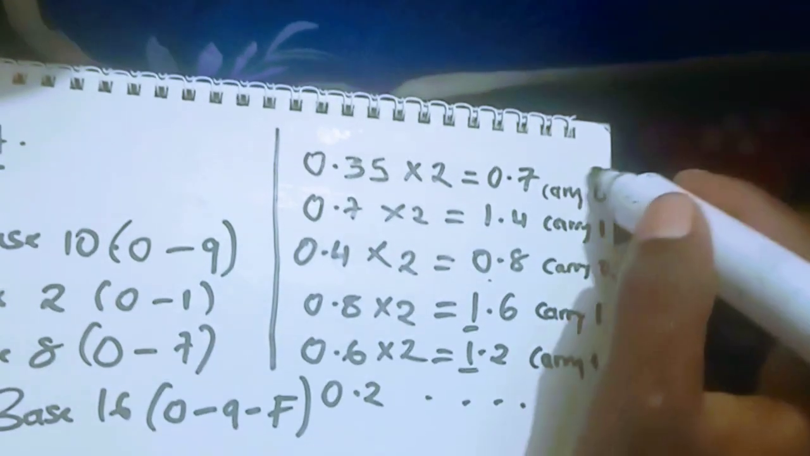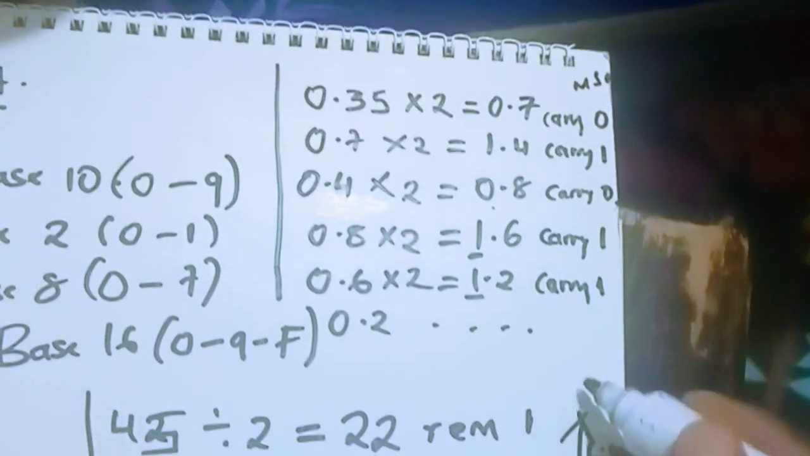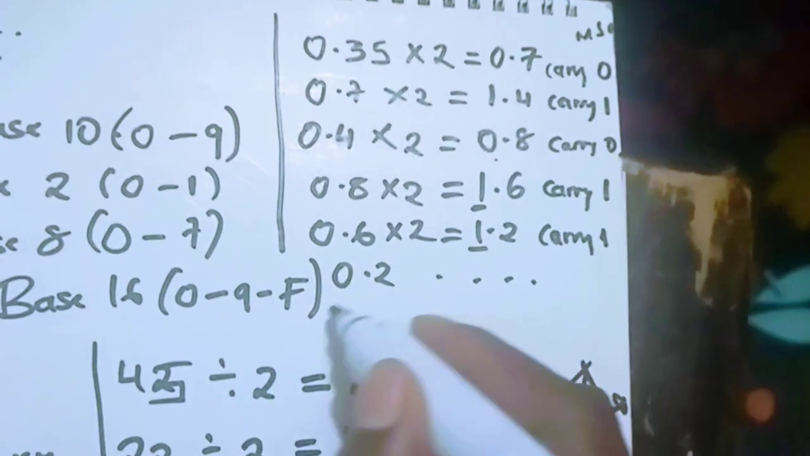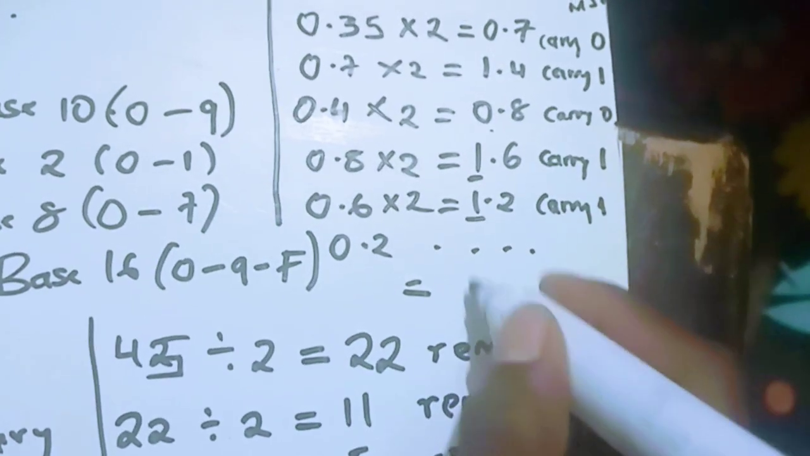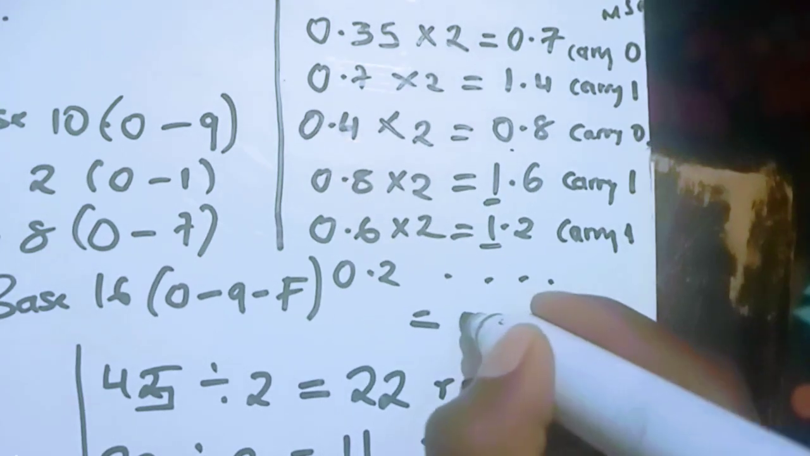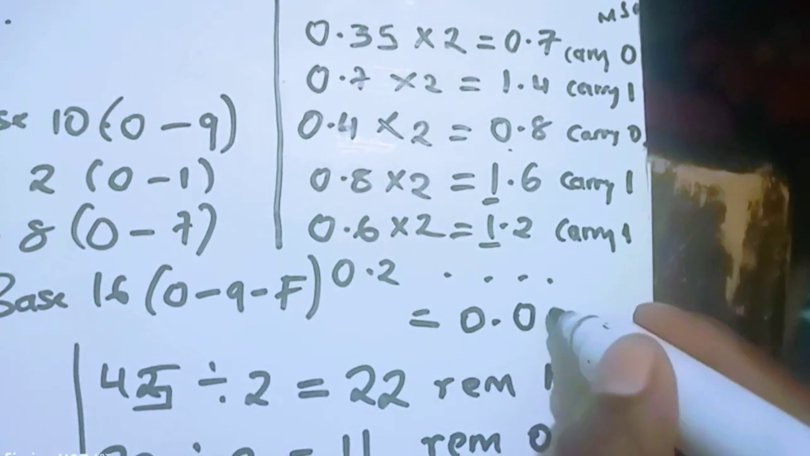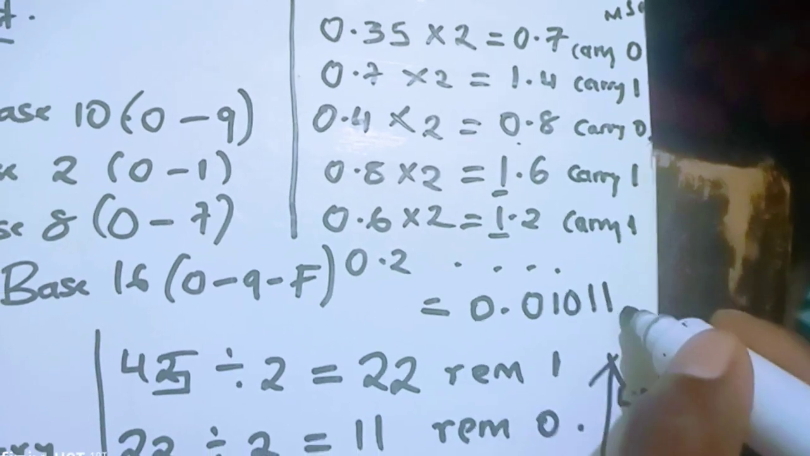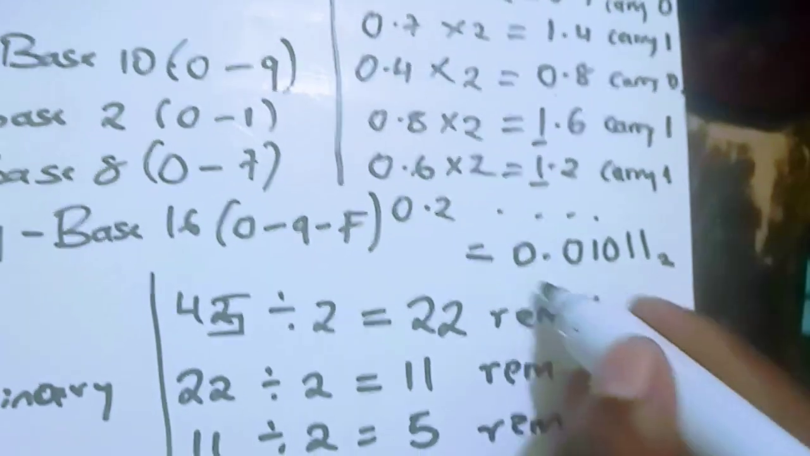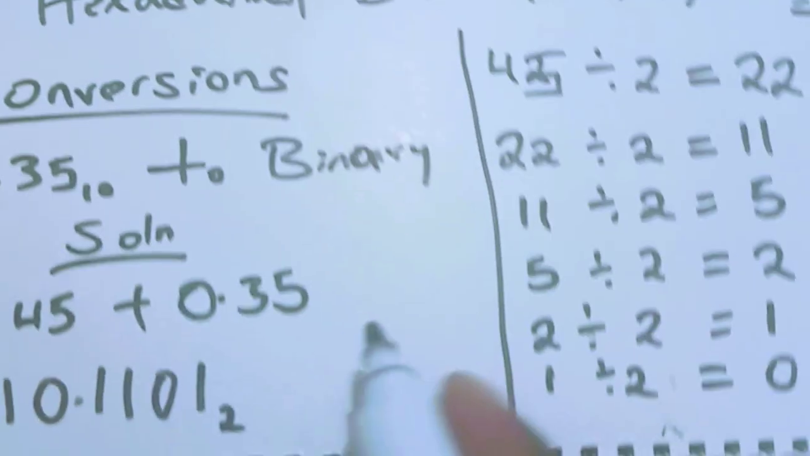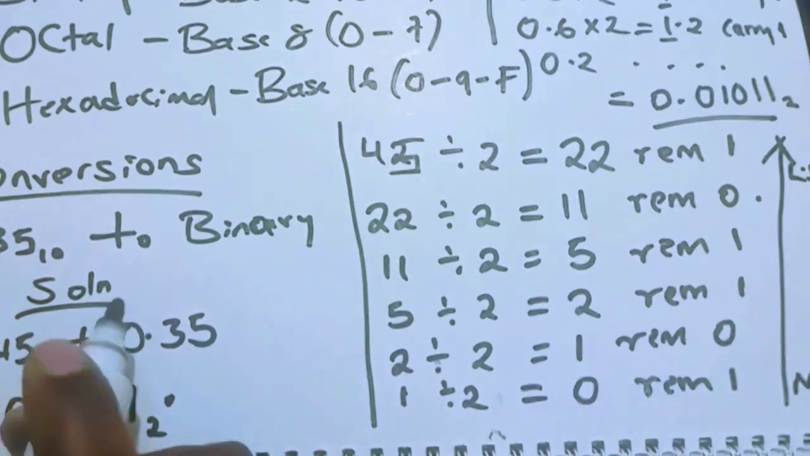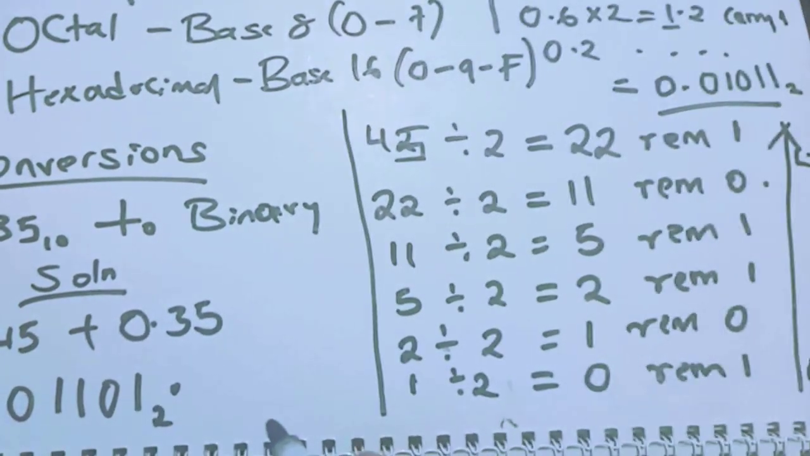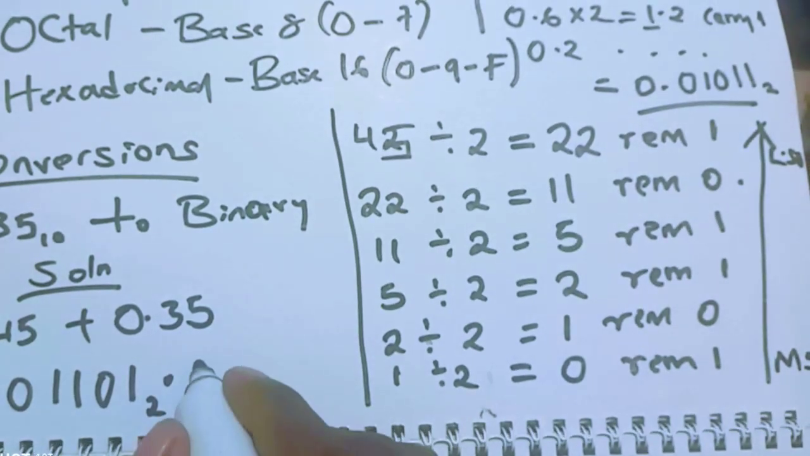That means the highest bit will be our most significant bit, and the lowest bit, the endless bit, will be your least significant bit. So when you take that into account, 0.35 will give you, starting with the highest bit, 0.01011 to base 2, and that is 0.35 in binary. Now when you combine this, 45 gives 101101, point, the fractional part.